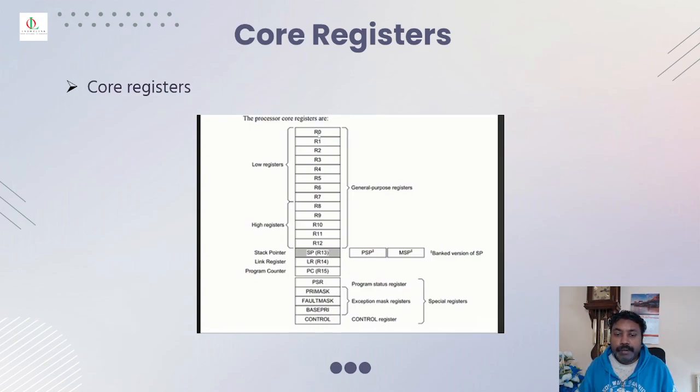Then there is the program status register, PSR. These are all called special registers: the program status register, the exception mask registers, the primary mask and the fault mask, and there is a control register. This is the whole set of core registers used to perform your compiling and debugging, and it forms a major role in performing these operations.